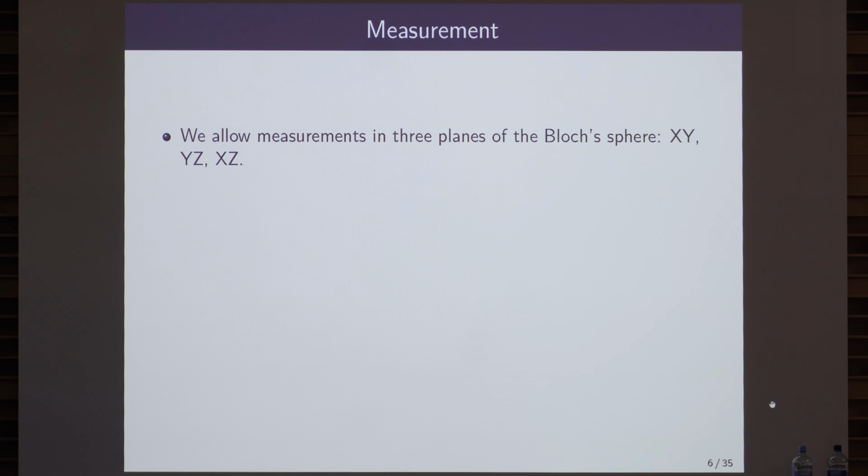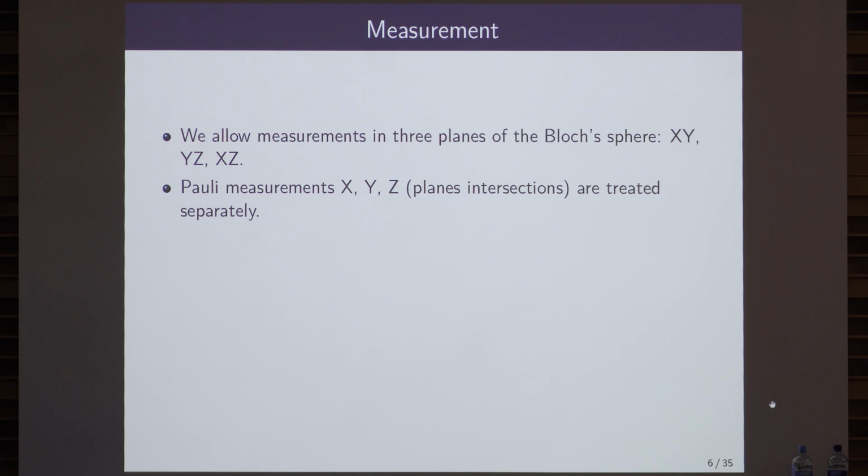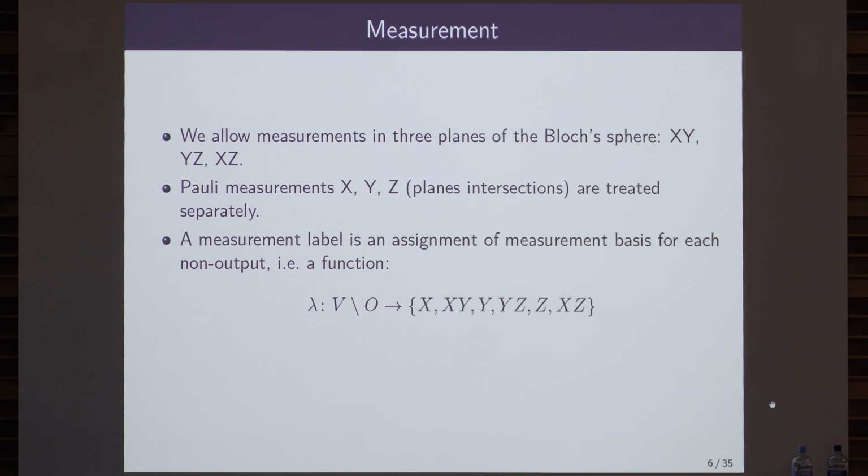And what drives the measurement-based quantum computation forwards are, of course, the measurements. So what are the measurements that we are allowing here? We will be working with the model that allows three types of planar measurements corresponding to the Bloch sphere. Those are XY, YZ, and XZ planar measurements. And we will also treat intersections between those planes separately. Those give us Pauli measurements, so Pauli X, Pauli Y, and Pauli Z measurements. Based on that, we can define what we will call a measurement label, which is an assignment of measurement bases for each non-output. So for each measured qubit, we are choosing one of those 6 possibilities of how we want to measure them.